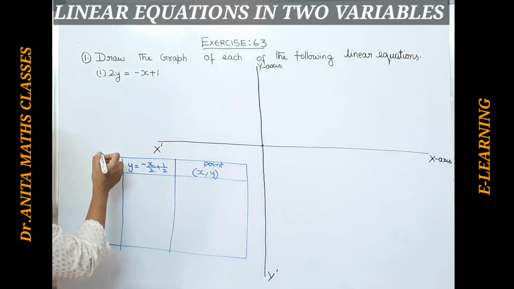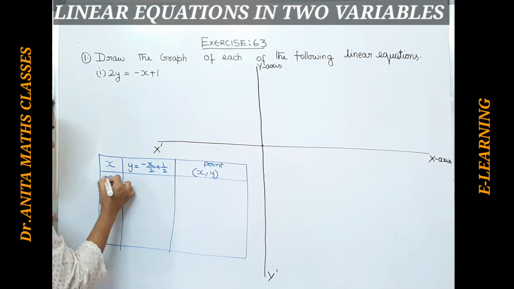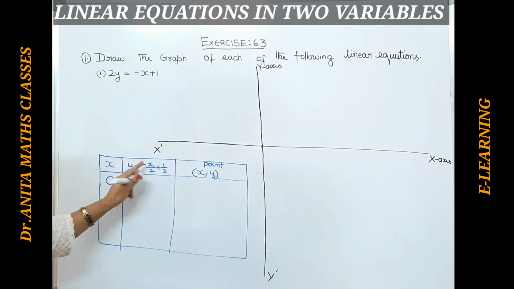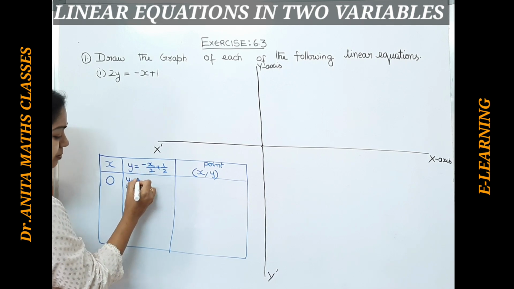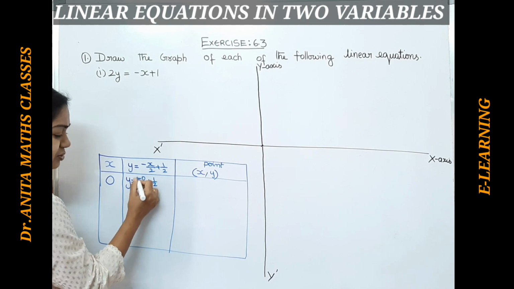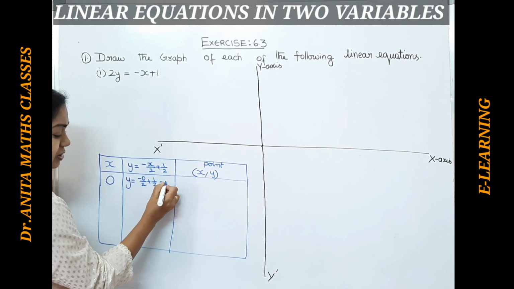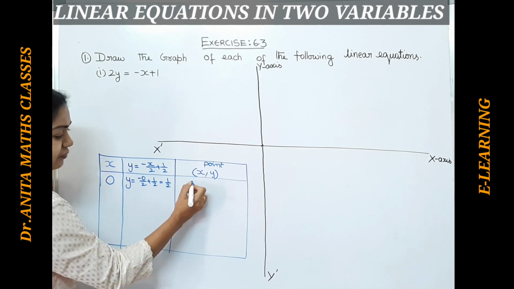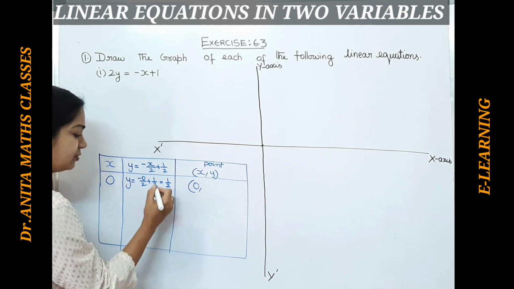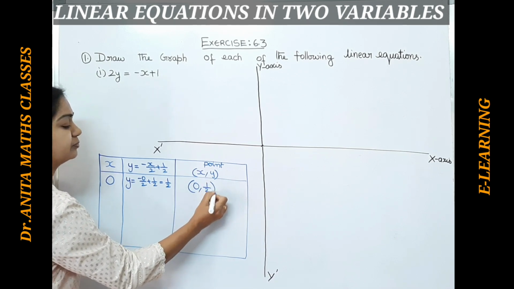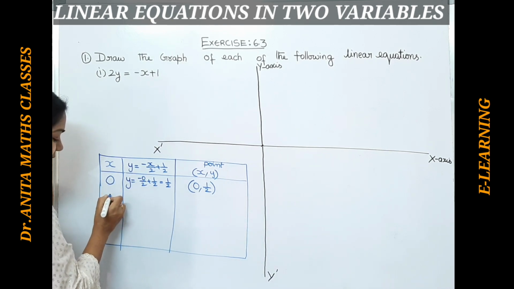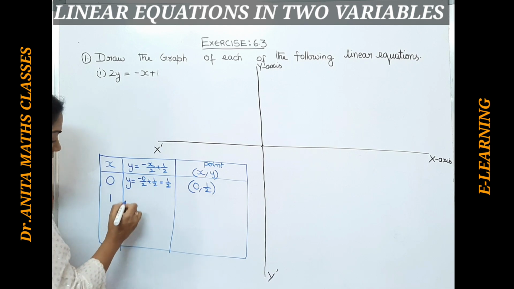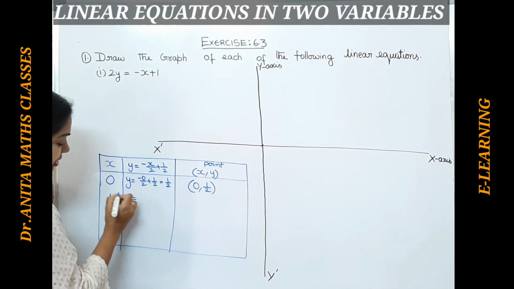Here I'll suppose the x value as 0 first. Substituting x as 0, we get minus 0 by 2 plus 1 by 2. This comes to 0 and this is half, so 0 plus half is half. So when I take the x value 0, I get the y value as 1 by 2. Now let us take another value of x, 1. I'll substitute it in the y equation.